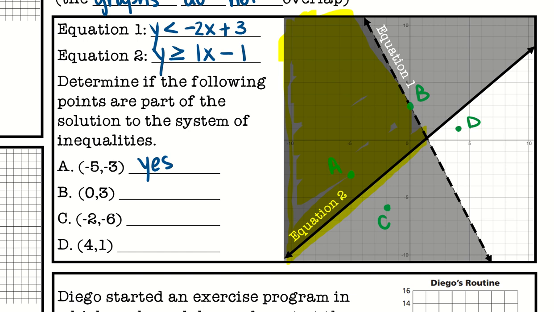The other points: B would be a solution if that part of the line was solid, but it's dashed. So B is a no because it's not equal to on a dashed line. C is not double shaded, so that's a no. And D is not shaded at all, so that's definitely a no. So we're looking for double shaded, or it could be on a solid line that's attached to that double shaded area.